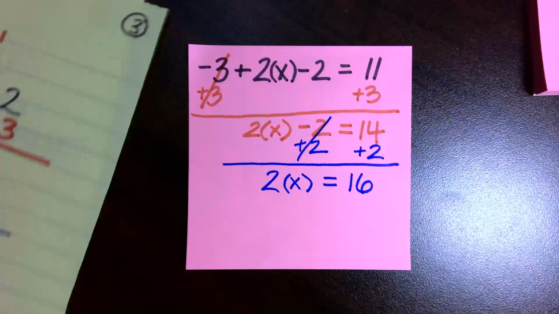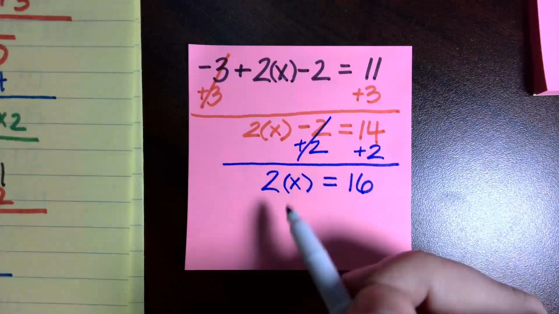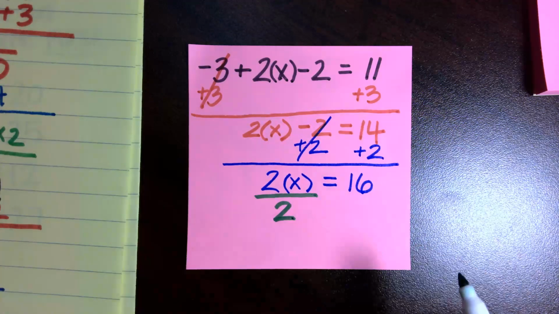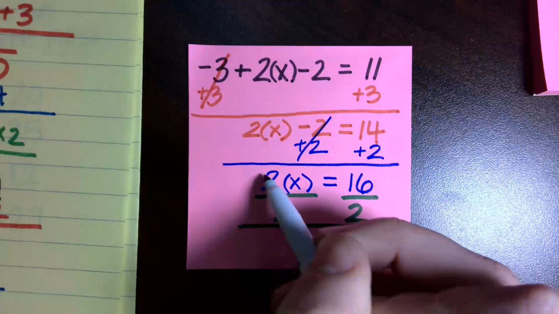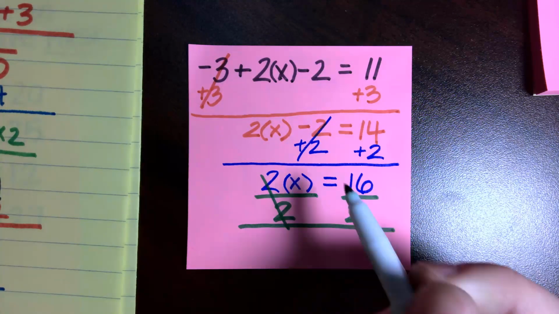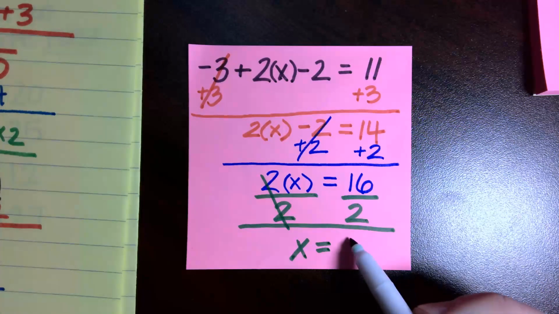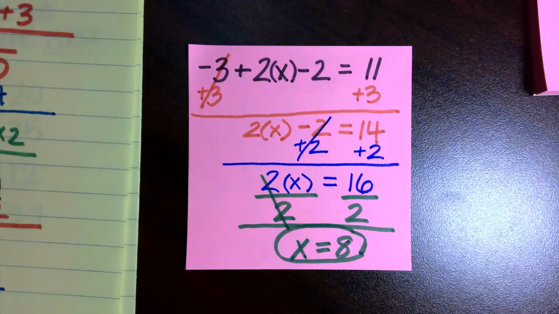I think y'all know it. Okay. Are we done? No. We still need to get rid of this 2. So, Jenny, you are correct. We're going to divide by 2 because this is multiplication. So, my 2's will cancel. And then what am I going to get? 8 of x. I'm going to get x equals 8. Perfect. Great job, guys.